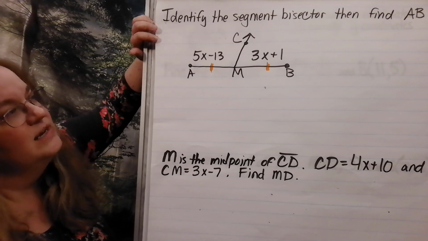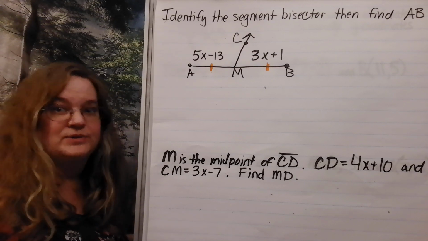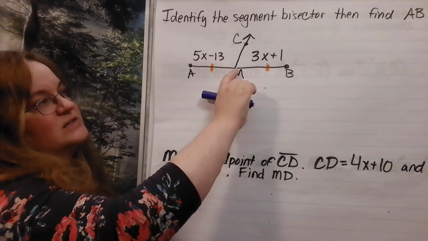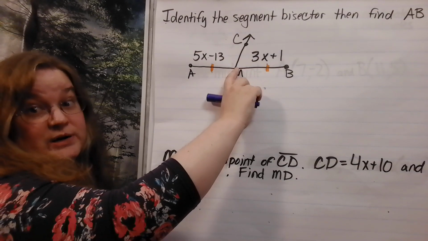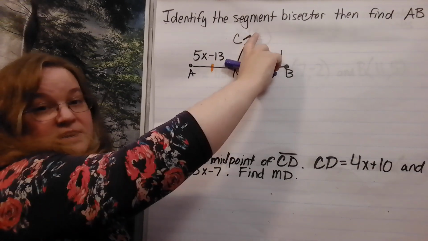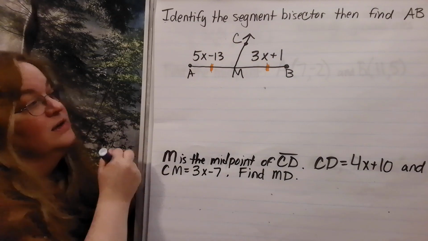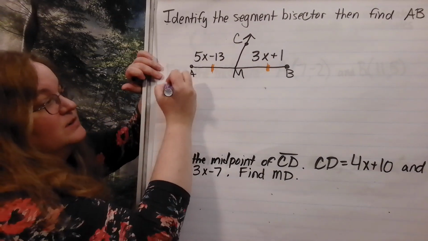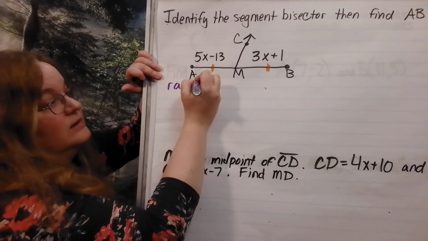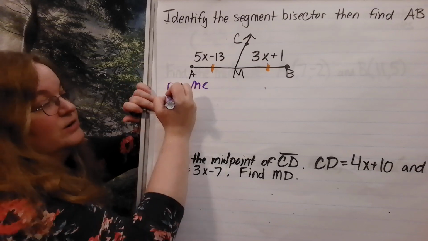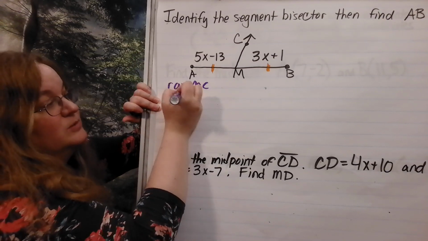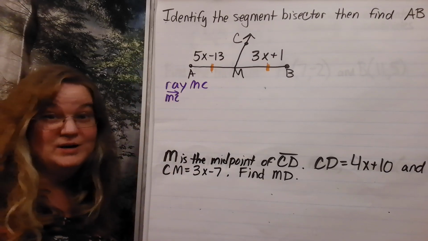So then find AB. Well, the bisector is what goes through the midpoint. In this case, if we're looking, it has an endpoint at M, and then it has an arrow, which tells me this is a ray. And so my segment bisector is going to be ray MC. Remember, I could also have done MC with a ray like that. Either of those would be correct answers.